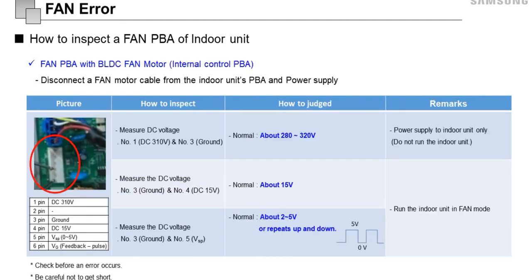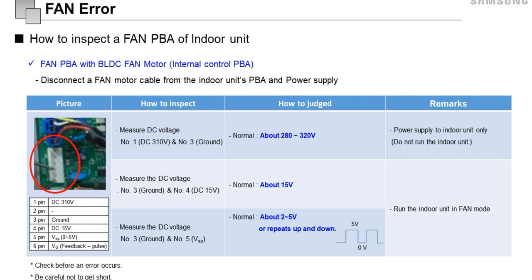The following is about a fan PBA of indoor unit with BLDC fan motor. There are 3 measurement points where DC voltage should be checked. One of those 3 points needs power supply to the indoor unit, and DC voltage should be measured when the indoor unit is not running. And the rest should be measured while the indoor unit is operating in fan mode. See the slide for the measurement points and normal range.